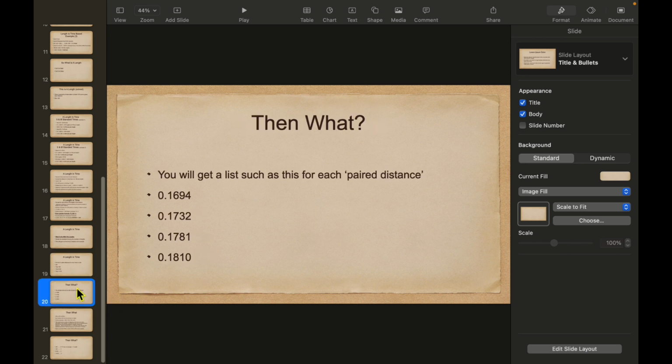Such as 5 and 6 furlongs, you might end up with a list. It will be a lot longer than this, of different numbers. They will all be fractions of a second: 0.1694, 0.1732, 0.1781, 0.1810. Okay, so they're all fractions of a second to 4 decimal places. Don't bother with any numbers after this. Write each number down as you do each track.